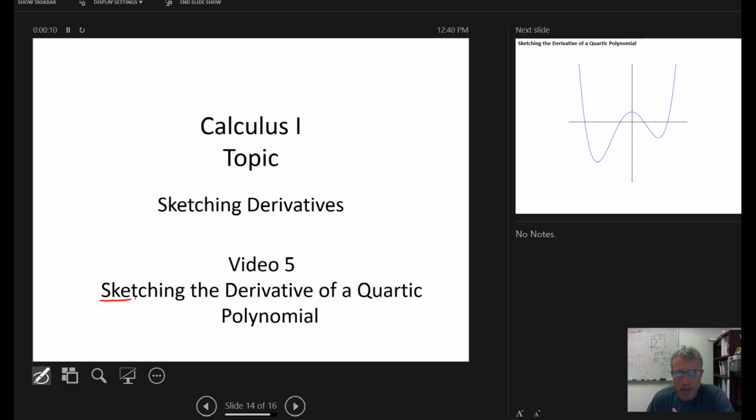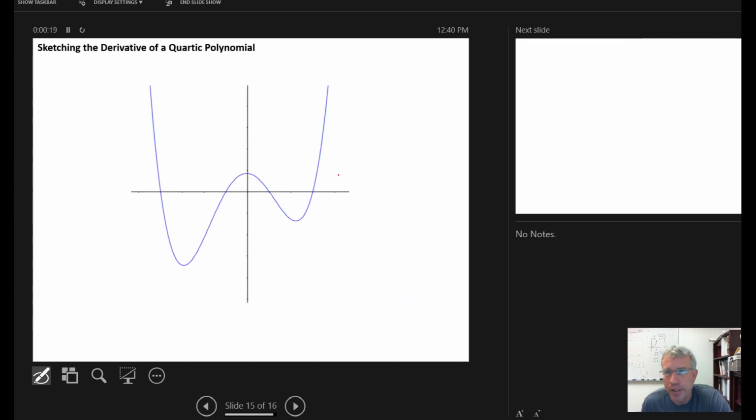So in this video, we're going to sketch the derivative of a quartic polynomial, or fourth degree polynomial. So here's our polynomial. We want to sketch the derivative. So we're given a function f of x. We want to sketch the derivative f prime of x. And just like in the previous videos, we want to focus on the slopes of the tangent lines. So when I look at this, I see there's no discontinuity, so that's nice.